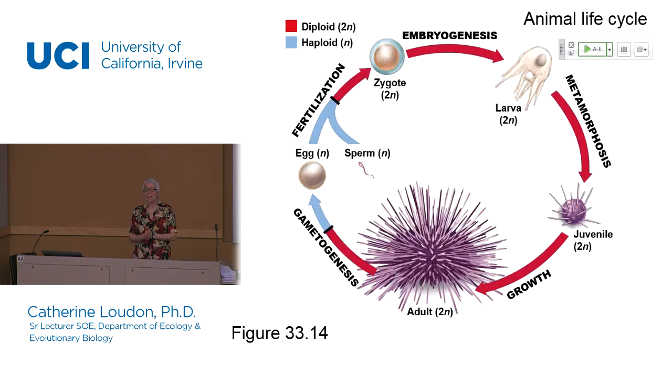Over the quarter, you have seen a number of different kinds of life cycles. You've seen protist life cycles and plant life cycles. And now we're going to look at a much more familiar cycle, and that is an animal life cycle. Very simple and straightforward. Figure 33.14 in front of you right now features a sea urchin as the representative animal for this life cycle.